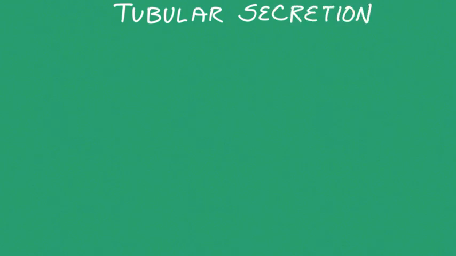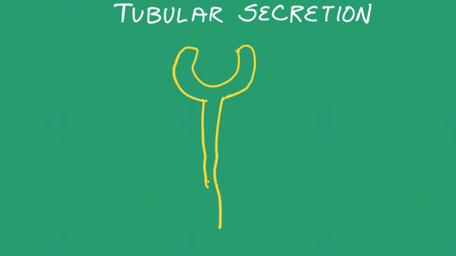The third stage of urine formation is tubular secretion. This is the movement of molecules from the capillaries to the renal tubule. Whatever ends up in the renal tubule will become urine. There is no more absorption beyond this point.